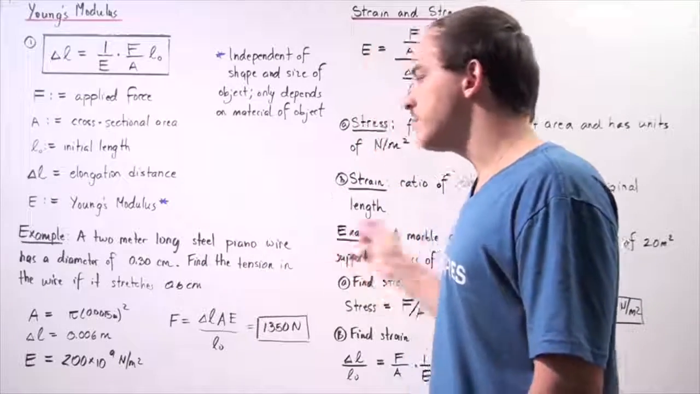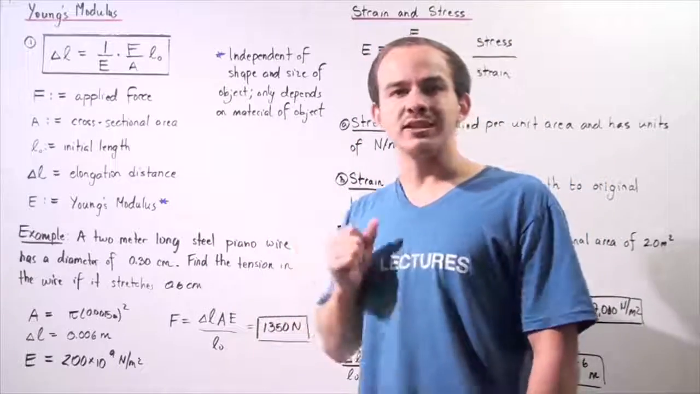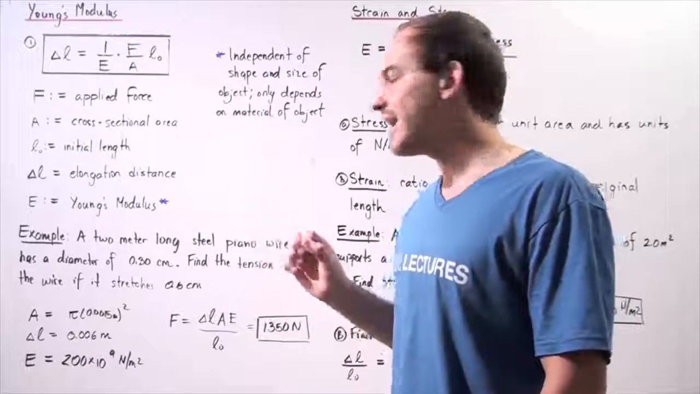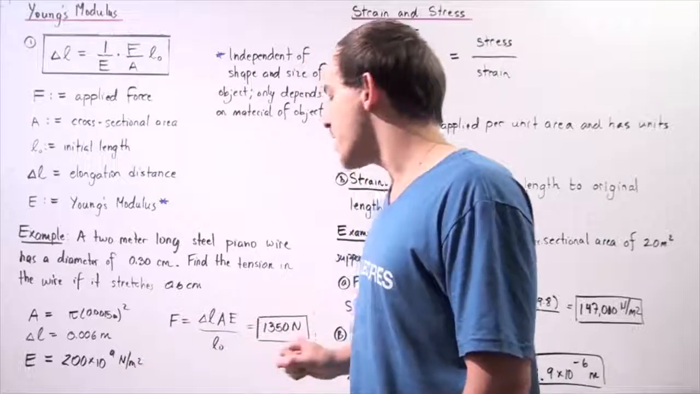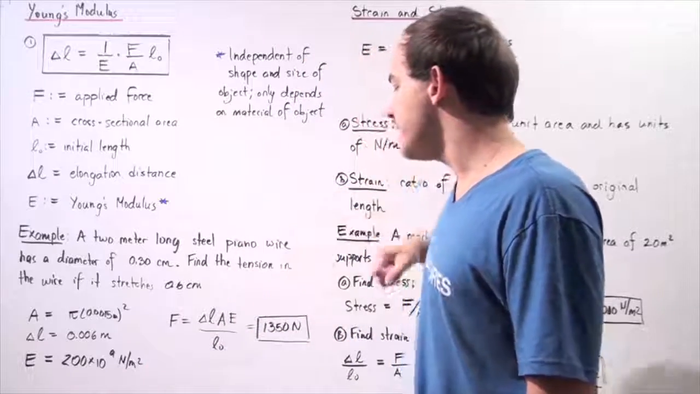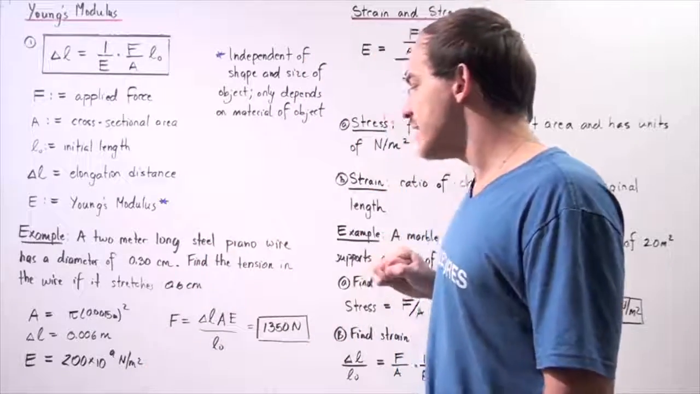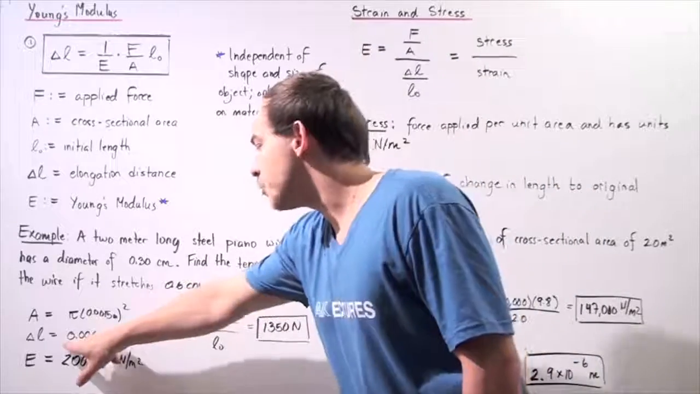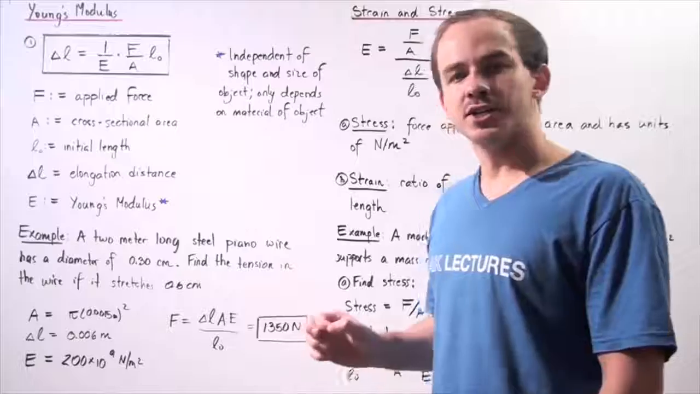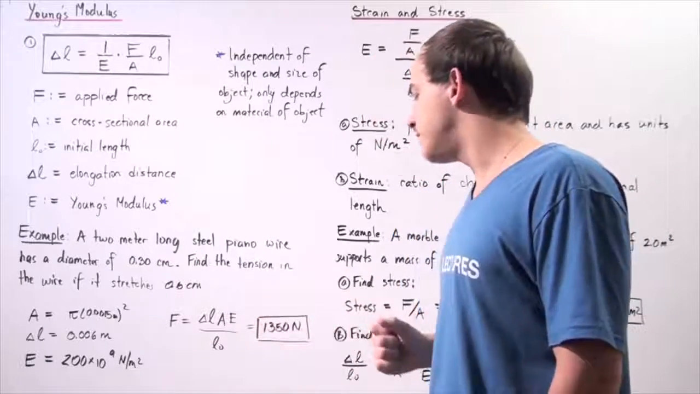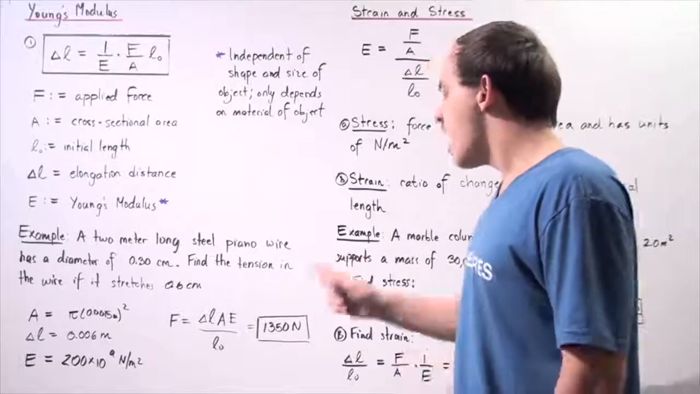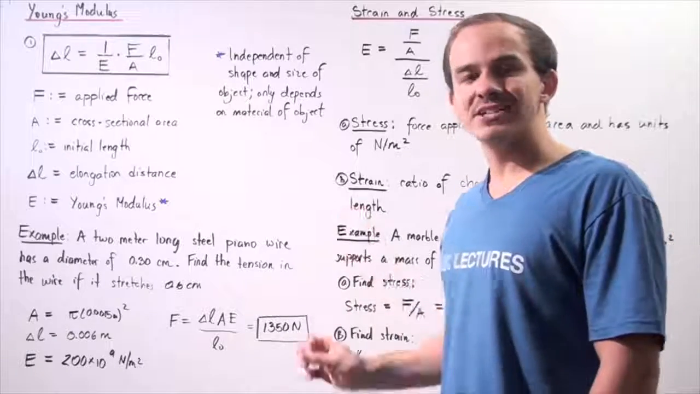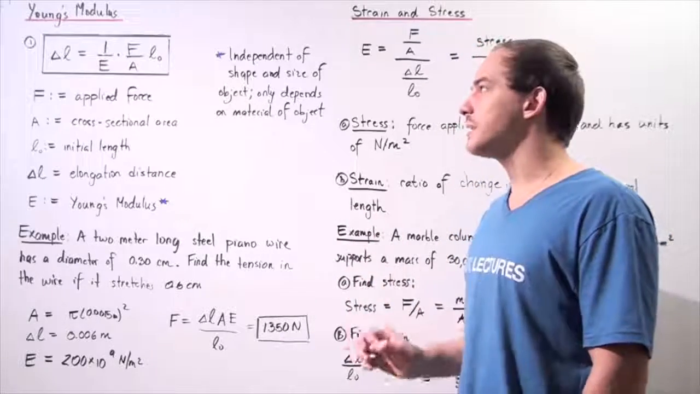Now E we can simply look up in a textbook or online, and we have 200 times 10 to the 9 newtons per meter squared as the value for E. The change in L is simply this quantity divided by 100, so 0.006 meters. So we multiply and divide and we get a quantity of 1,350 newtons is the tension in our steel wire.